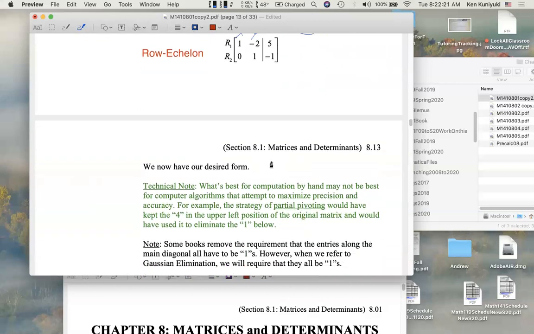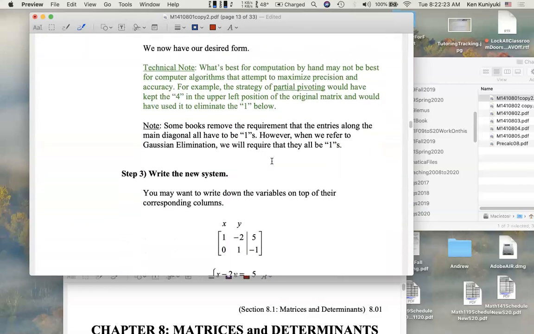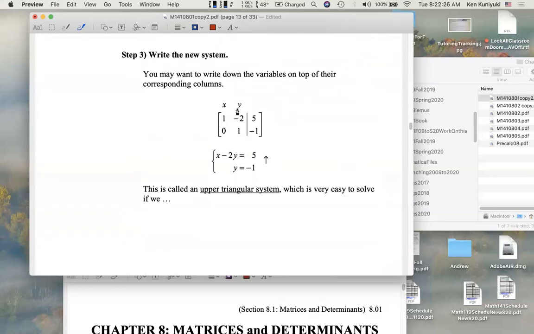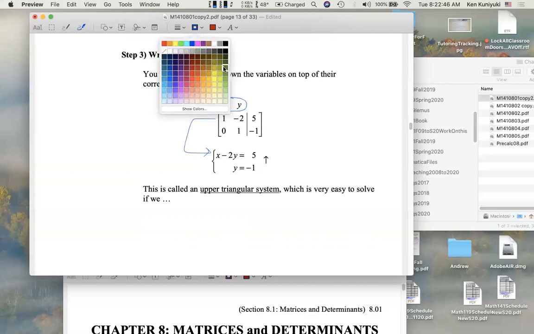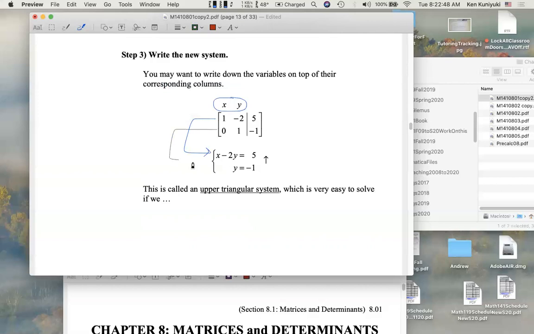Step 3 is to write the corresponding system, the new system. Again, you might want to write these letters to remind yourself, whether it's x and y or a and b or x sub 1 and x sub 2. So we write the new system. x minus 2y equals 5. The first row gives us the first equation. The second row, y equals -1. I like that. We got our y right there.